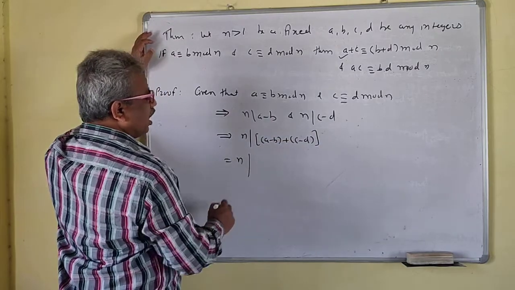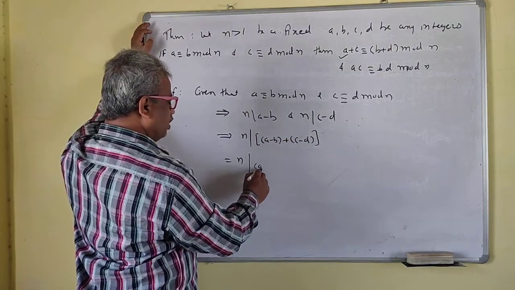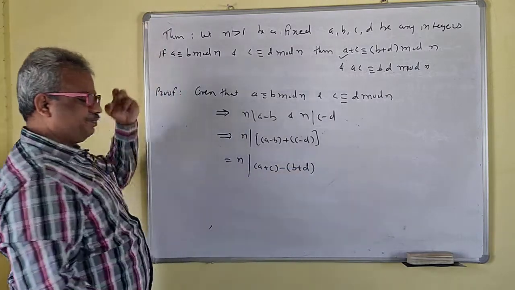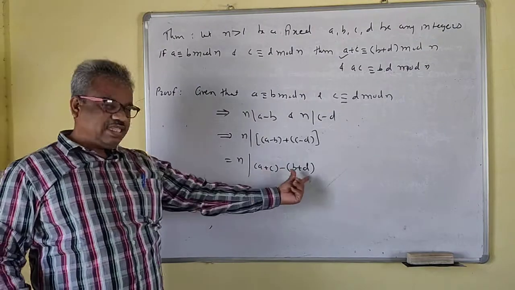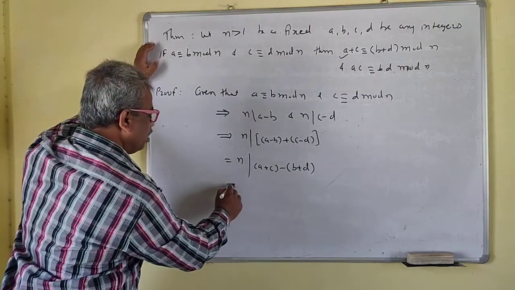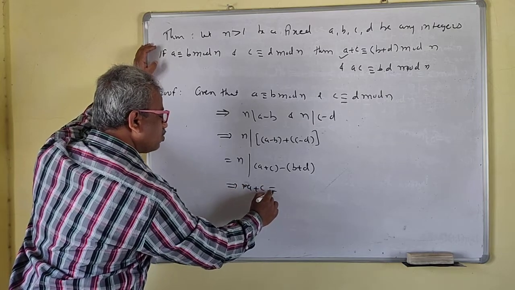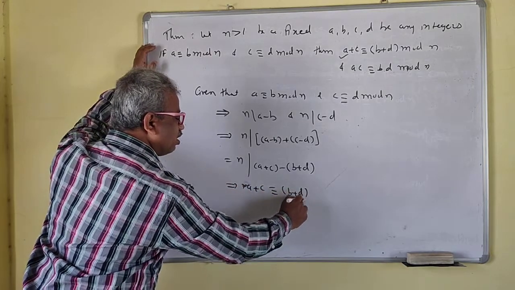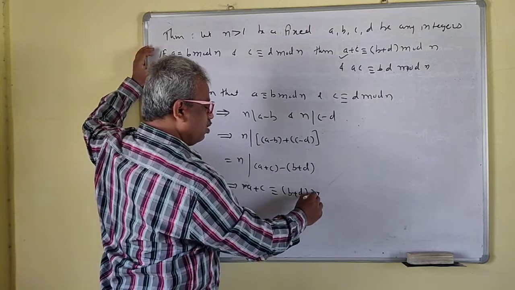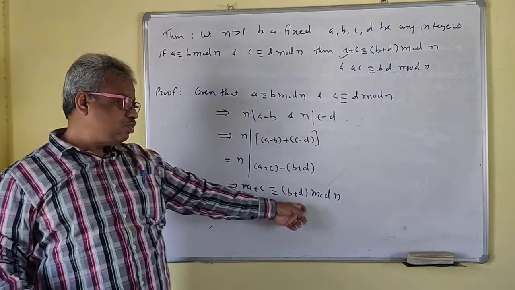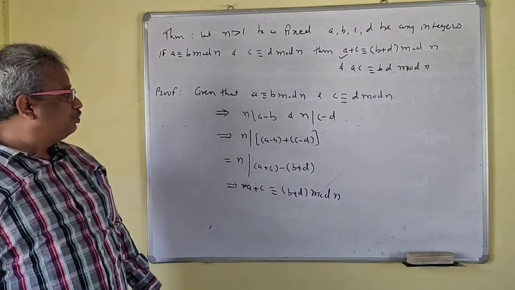So this implies, I will take the positive terms first, that n divides (a plus c) minus (b plus d). Now I can write this. Right? Now this is your a and this is your b. What does this imply then? This is a plus c is congruent to b plus d. You have to write the b plus d in brackets. So mod n, a plus c is congruent to b plus d mod n. So we are through.